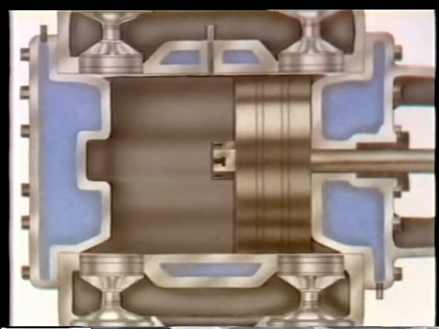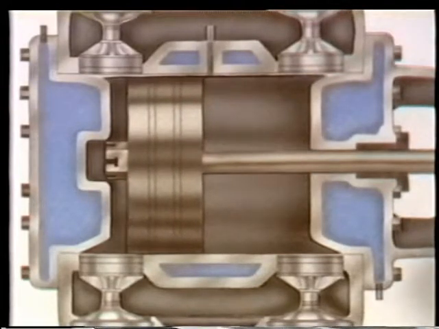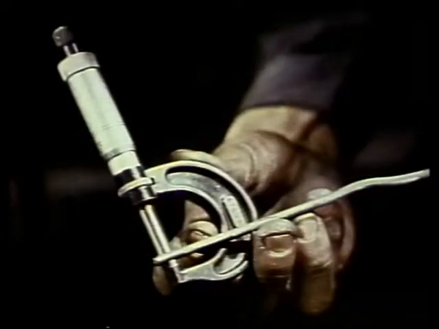Rotate the crankshaft by hand to get the piston moving. Move the piston through its top or bottom dead center, depending upon which clearance is being measured. This will compress the solder. Then remove the solder and measure the compressed section with a micrometer.